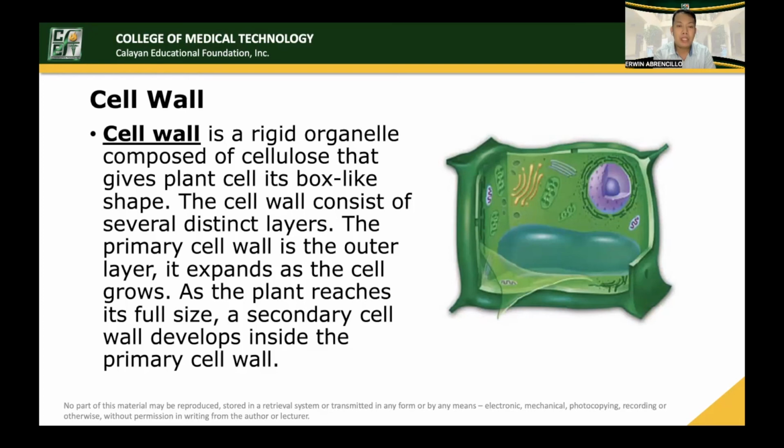So the primary cell wall is the outer layer. It expands as the cell grows. As the plant reaches its full size, the secondary cell wall develops inside the primary cell wall. Because of how rigid or how tough the cell wall is, we cannot actually digest cell wall. So that's why humans like us, when we eat plants, when we eat vegetables, we defecate the one that we eat. So it is still there.